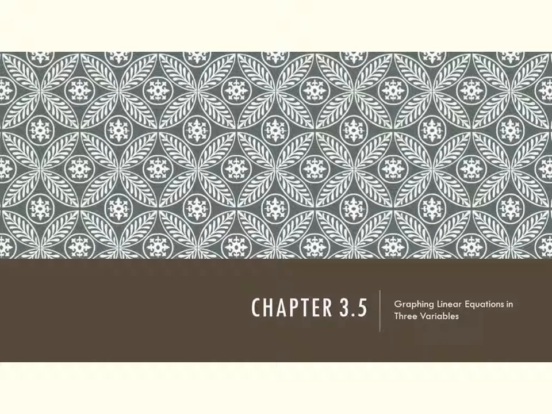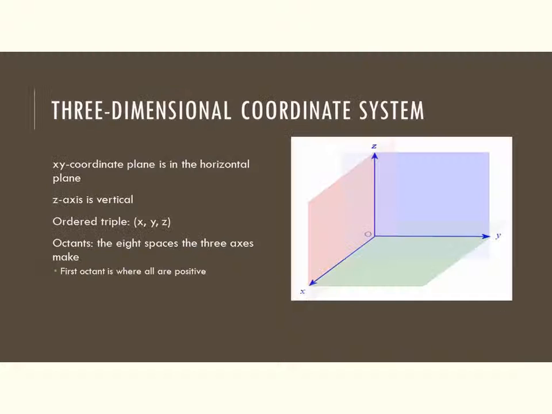Hey Algebra 2, today we're going to discuss Chapter 3.5, Graphing Linear Equations in 3 Variables. So since we're discussing 3 variables, we need to be in 3 dimensions. So this is your 3-dimensional coordinate system.